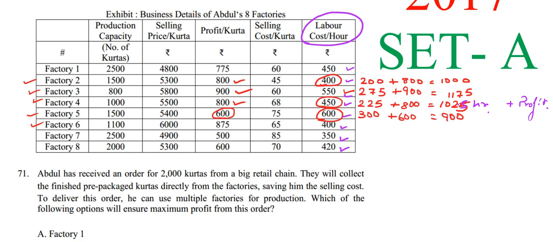And the last option we had was factory 6. Therefore for 400 he saved 200 for 30 minutes. Therefore this will be added to the profit, that was 875. So total profit is 1075.